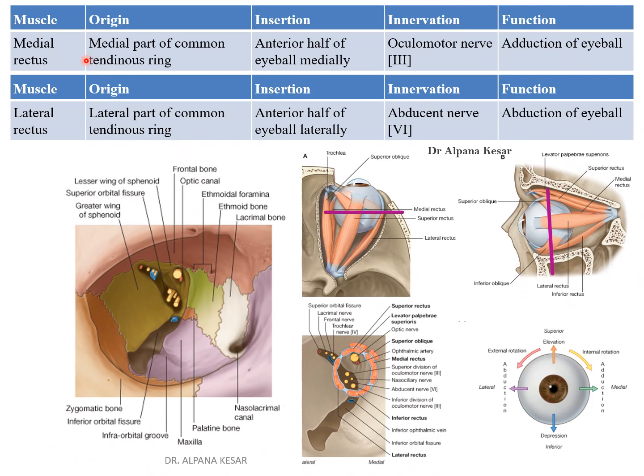Medial and lateral rectus muscles. Both medial and lateral rectus muscles take origin from the common tendinous ring. The medial rectus takes origin from the medial part of the common tendinous ring, while the lateral rectus takes origin from the lateral part of the common tendinous ring. This muscle is medial rectus, and this muscle is lateral rectus. Here, this muscle is lateral rectus and this one is medial rectus.